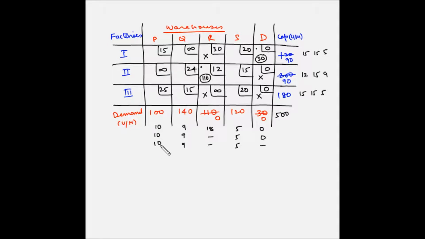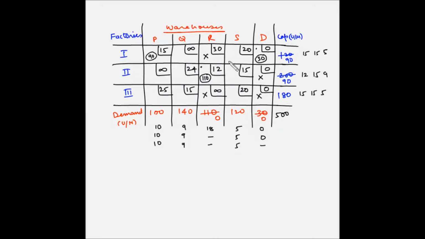So for this column P, now we have to allocate the maximum number of units to the square with the minimum cost. So the square with the minimum cost is this 1P. Now let's evaluate the supply and demand situation. So factory 1 has a supply capacity of 90 units per month, while P has a demand of 100 units per month. So the maximum that can be allocated is 90 units.